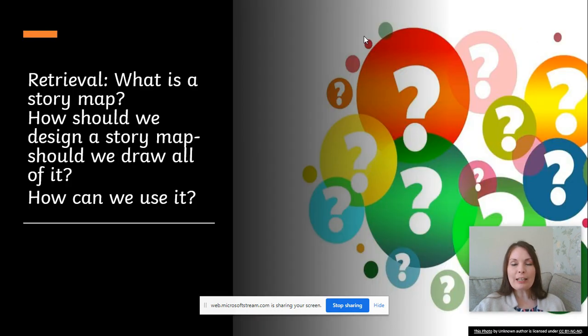Now before we find out what we are learning to do today, we are going to see if we can answer some retrieval questions. So the first thing I'd like you to think about is, what is a story map? How should we design a story map? Should we draw all of the story? And how can we use a story map? How does it help us? How can we use it?